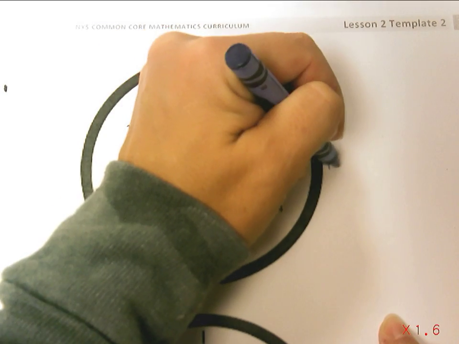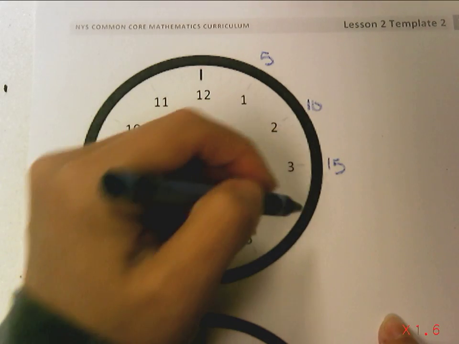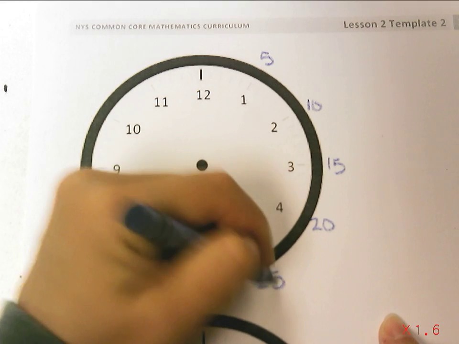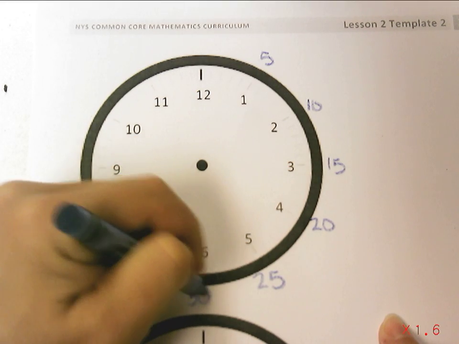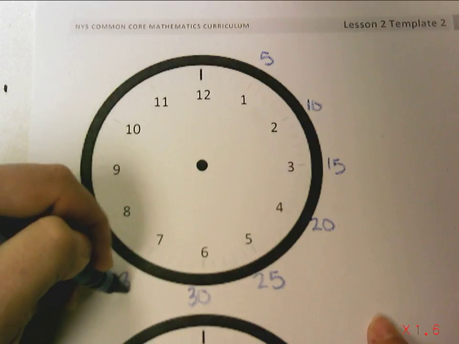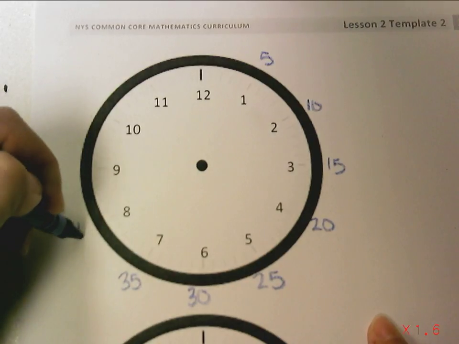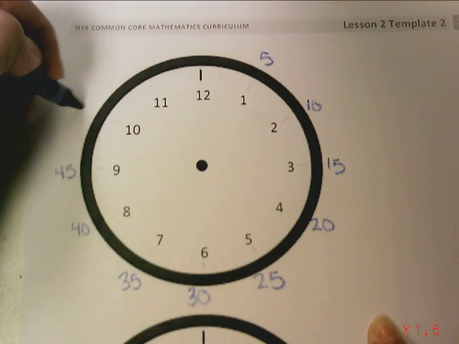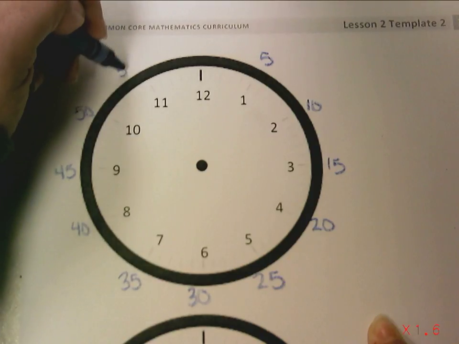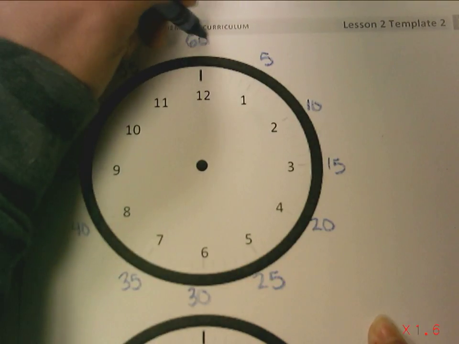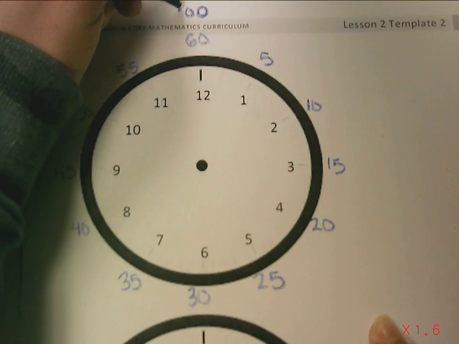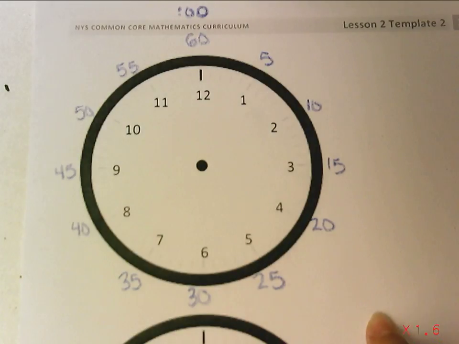3 is 15. 4 is 20. 5 is 25. 6 is 30 minutes. 35 minutes. 40 minutes. 45 minutes. 50 minutes. 55 minutes. And then 60 minutes, which looks like our 0, our o'clock.